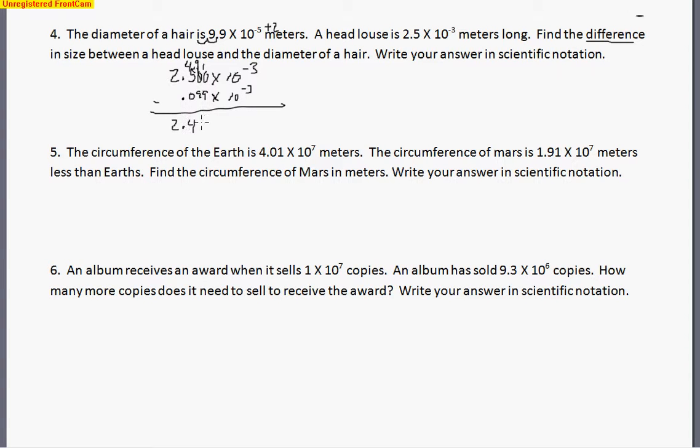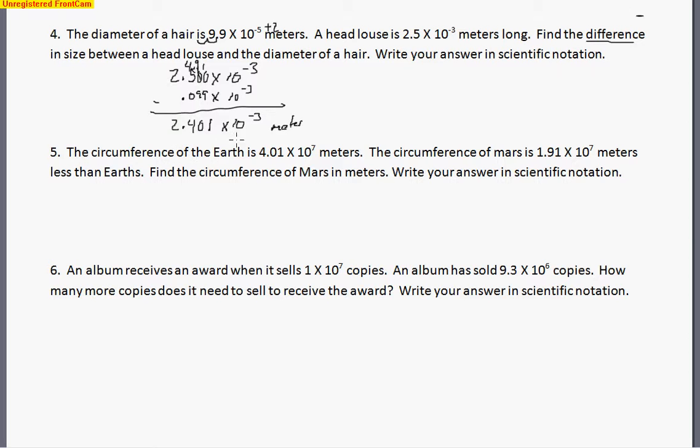So 2.401 times 10 to the negative 3rd power. And so that is in meters. So that's the difference in length, or diameter.